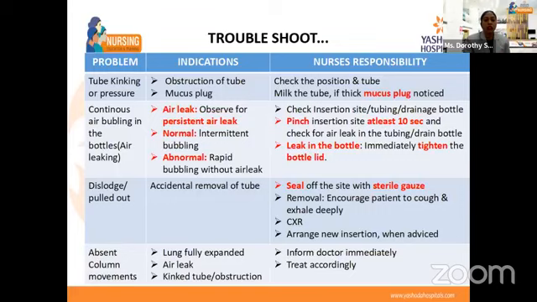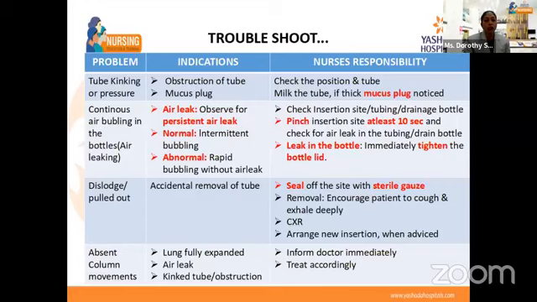Second scenario is continuous air bubbling in the bottles. The nurse has to troubleshoot for air leak. If there is intermittent bubbling, that means it is a normal air leak. And if it is rapid bubbling, it is considered abnormal and an emergency. So what should the nurse do? She should check the insertion site, tubing, and the drainage bottle in order to verify where the air leak is coming from. If the leak is from the bottle, she has to pinch the insertion site for at least 10 seconds and tighten the bottle lid, which will solve the problem of leakage in the bottle.